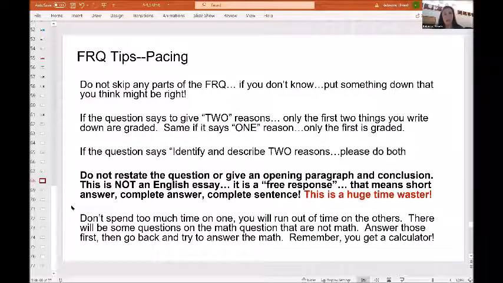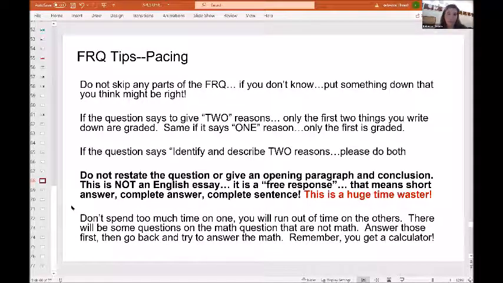All right, let's talk about your pacing. If you don't know something and you have time, this isn't like, "Oh, I didn't get time to get to it." This is like, "Well, I didn't put anything down because I didn't really know." Put something down you think is even remotely related to the question. You never know. So if you've got time left over in that test and you've got blanks, go back and fill them in.